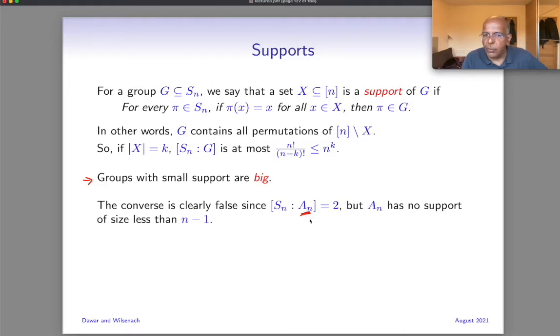The classic example is the alternating group. Remember, this is the collection of all even permutations of n. Its index in Sn is 2, right? Half of all permutations are even. But it doesn't have any support of size less than n minus 1. So any support for the alternating group is large.